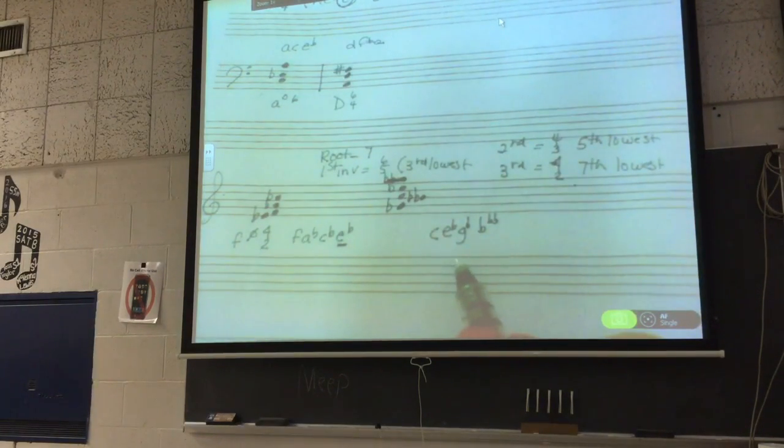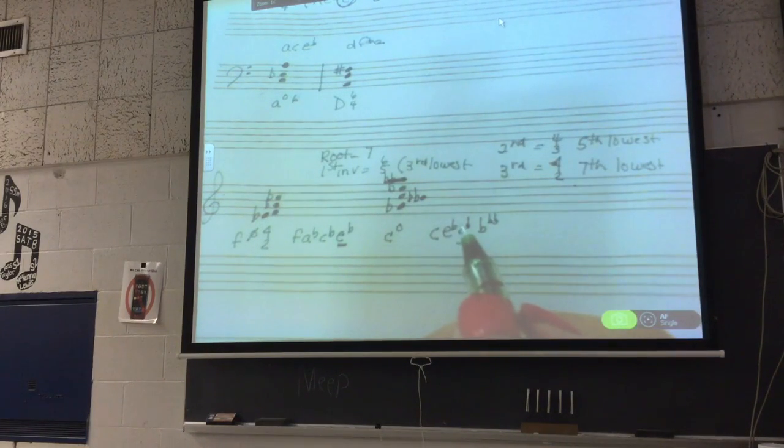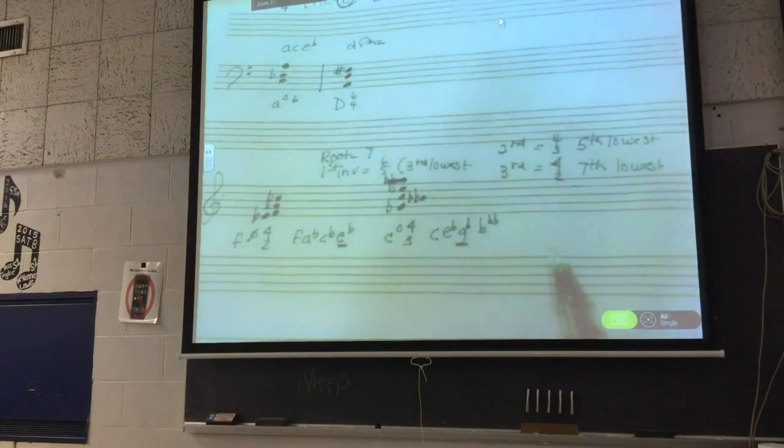I say to myself, that is a C fully diminished seventh chord, and which member of the chord is the lowest sounding note? The G, so it is a 4/3.